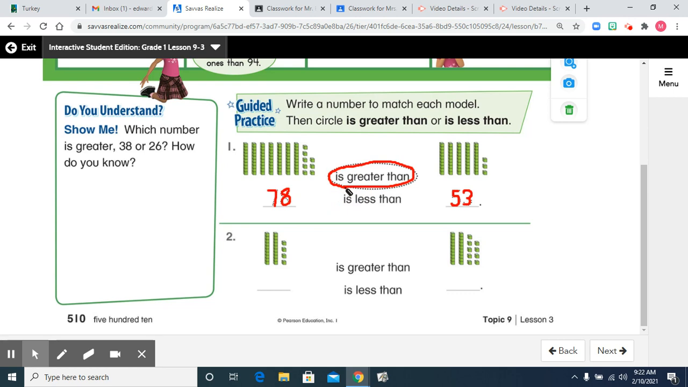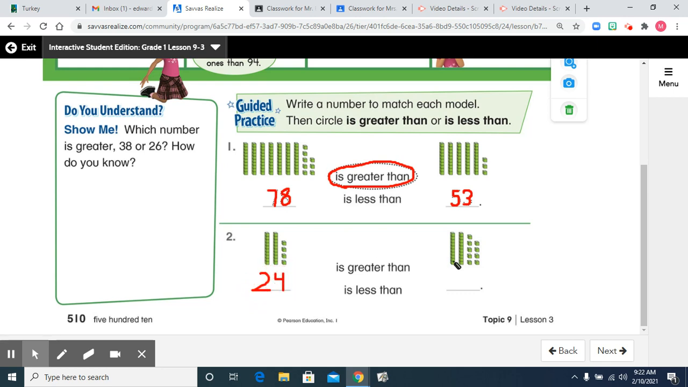All right, try number 2 on your own, and then we'll go through it in a minute. Okay, let's try number 2. First, we need to count up the blocks to figure out what each number is. Okay, let's start with this one first. Start with the tens always. Ready, go. 10, 20, now count by ones. 21, 22, 23, 24. All right, so write 24 in the blank.